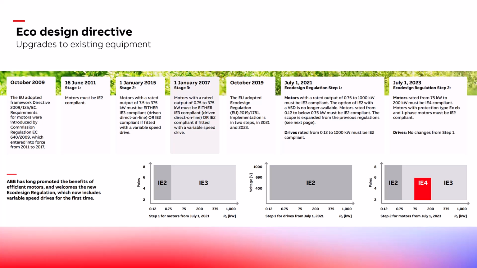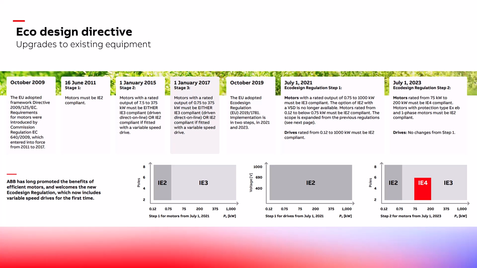The next regulation step was released on July the 1st, 2021, and motors with a rated output of 0.75 to 1000 kilowatt must be IE3 compliant. The option of IE2 with the drive is no longer available. Motors rated below 0.75 must be IE2 compliant, as you can see on that graph there, the first graph at the bottom with the shading.